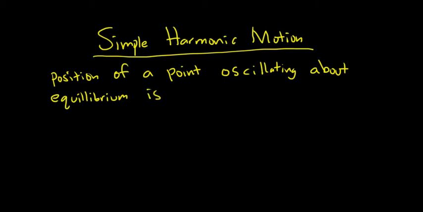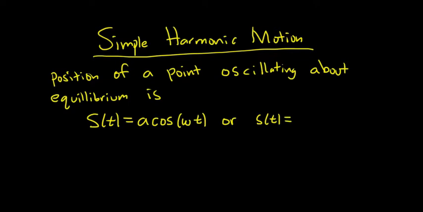There are two formulas we can use. Sometimes you have this formula here: S of t is equal to A cosine of omega t, or sometimes we can use the sine function as well. S of t is A sine omega t. And the absolute value of A is the amplitude.